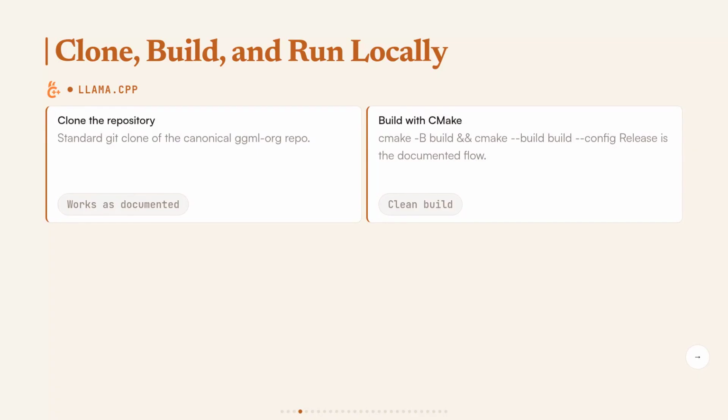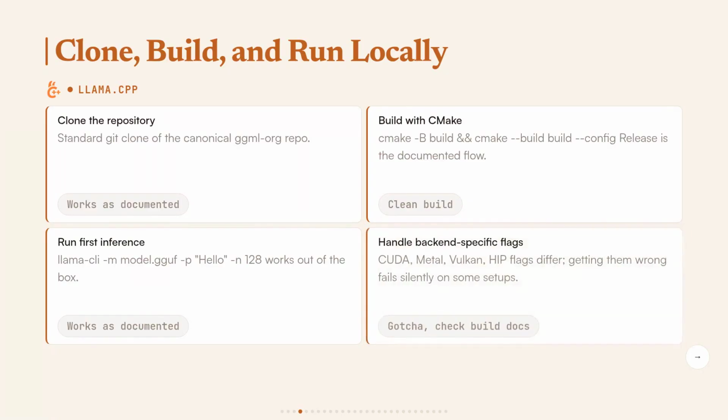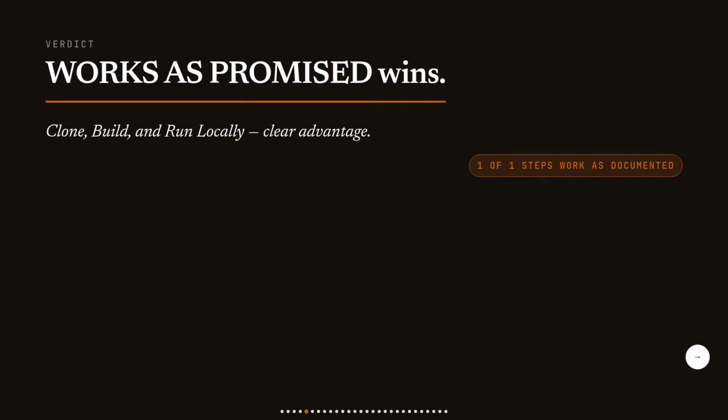This is pure C and C++. No Python runtime required for core inference, which is rare in this space. It's MIT licensed, sitting at over 126,000 stars and 22,000 forks, with roughly a 1-day release cadence. The gotcha: backend flags differ by hardware. CUDA, Metal, HIP, Vulkan. Each needs its own flag, and getting it wrong fails silently on some setups. Build works. Picking the right flag is on you.